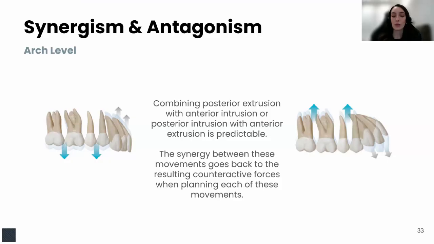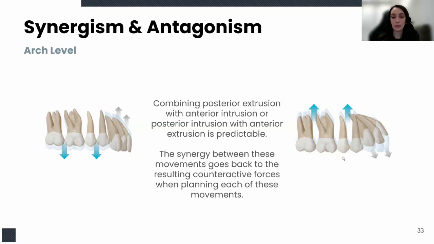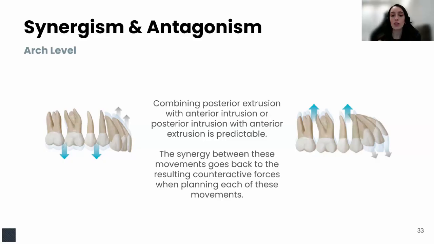So another example would be when we are planning extrusion or intrusion. Generally speaking, extrusion is already a very challenging movement when we plan it with clear aligners. And we already know that we almost always plan extrusion while using other sorts of auxiliaries, whether we're talking about attachments or elastics, if we are planning it in the posterior segment. So generally speaking, it's not an easy movement. And the same applies with intrusion, because both of these are vertical movements. And it is generally challenging to perform vertical movements with aligners and with fixed braces in general.